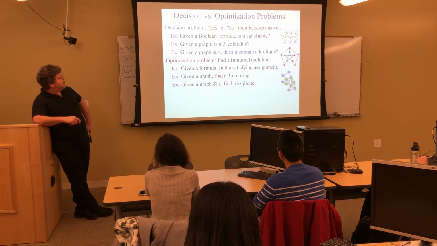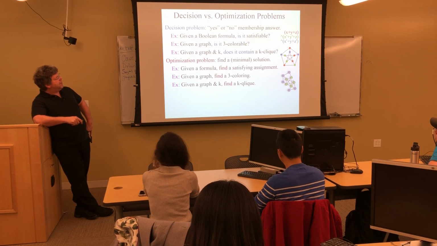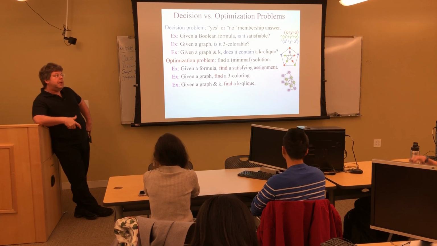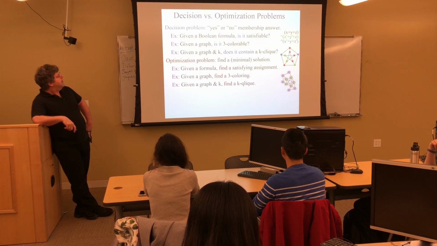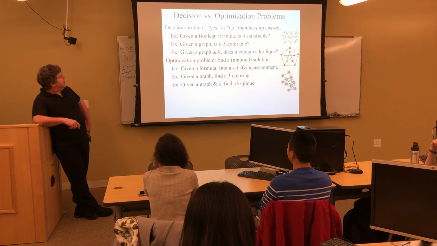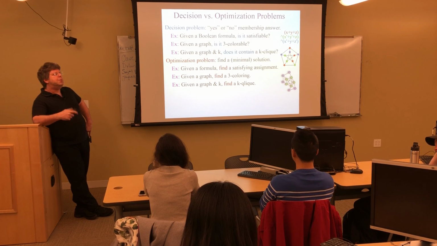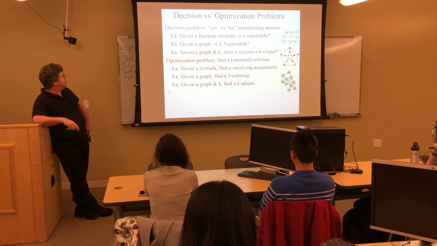Or if I give you a graph, I say, find me a k clique, in this case a 5 clique, and you come back and say, these 5 nodes here in green are a 5 clique, and I can look at it and say, okay, you're right, just by checking. So the optimization version actually finds a solution. The decision version just tells you a solution exists.